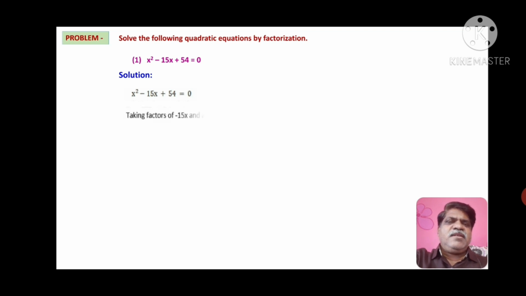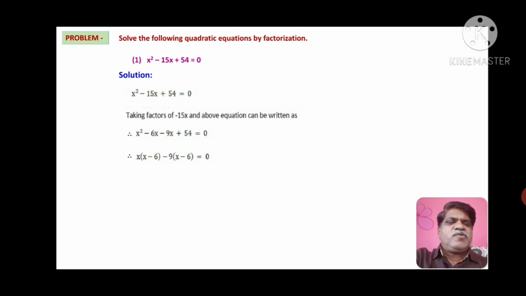So let us see, taking factors of this minus 15x, we can write the above equation like this: x square minus 6x minus 9x plus 54 is equal to 0. Means 9 times 6 is 54, and minus 6 minus 9 is minus 15. Here in the first two terms, x square minus 6x, x is common, so in the bracket there will be x minus 6. In the next two terms, minus 9 is common and in the bracket there will be x minus 6.